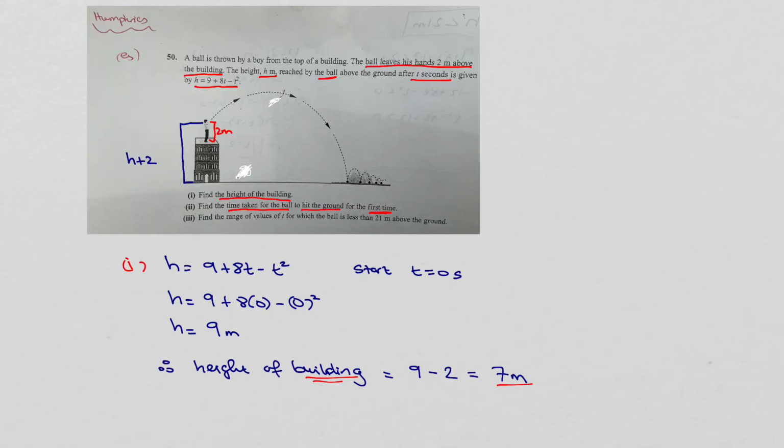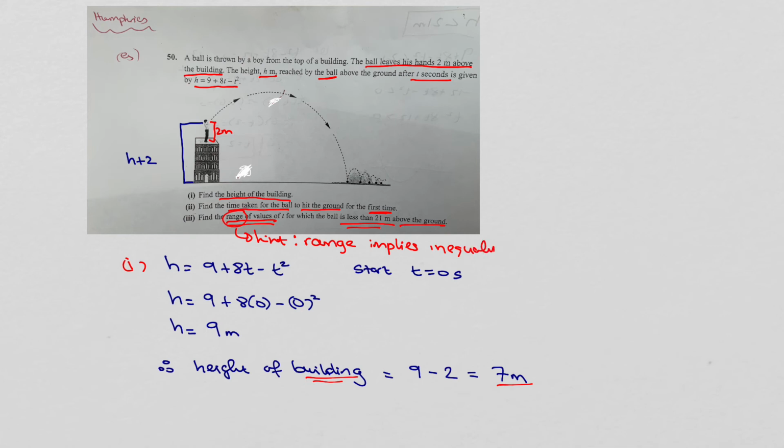So if we go back to the question, the third part then says find the range of values for which the ball is less than 21 meters above the ground. So this is your hint, okay? When it's an equation, it would say solve, but when it's an inequality, it'll say range. So range implies inequality.